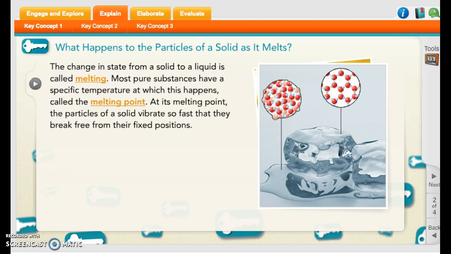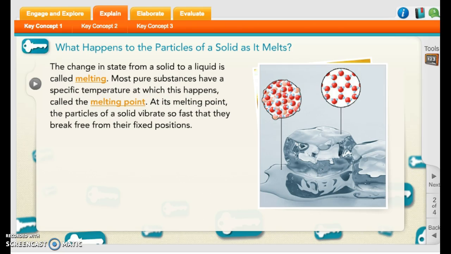The change in state happening here with ice from a solid to a liquid is melting. Most pure substances, let's not worry about that. There's a specific temperature at which all of this happens called a melting point. The melting point is a temperature. If you put something in a temperature that is past its melting point, it's going to melt, right?